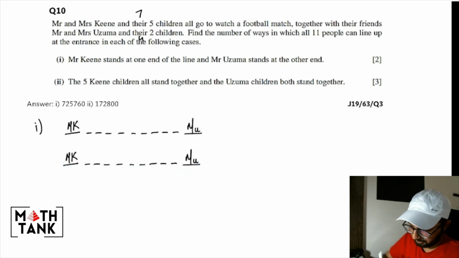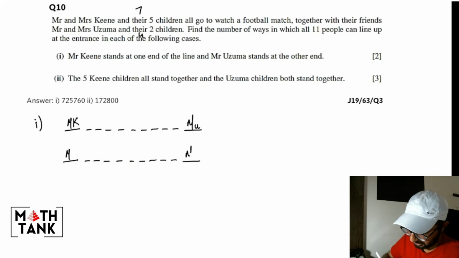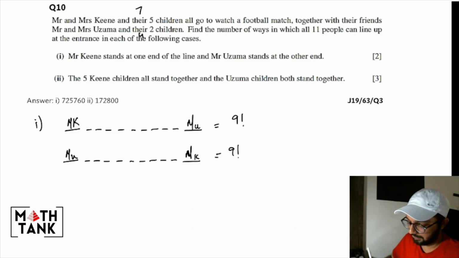So I could have Mr. Keen stand at the end because the end is not fixed. It doesn't say the start or the end. So I have just two different cases. I'm going to say 9 factorial for this one as well and 9 factorial for this one as well, and I can get a total of 725760.